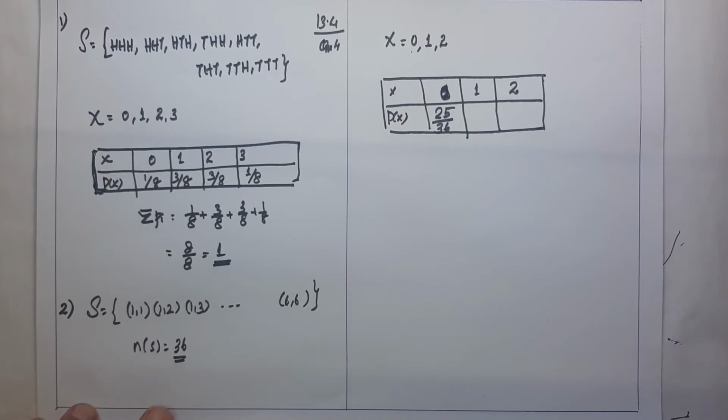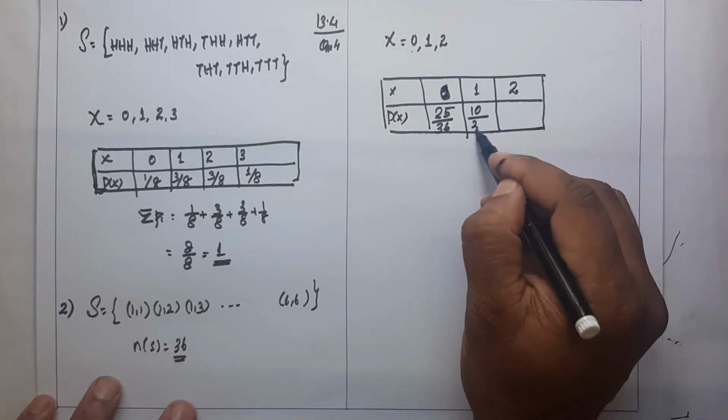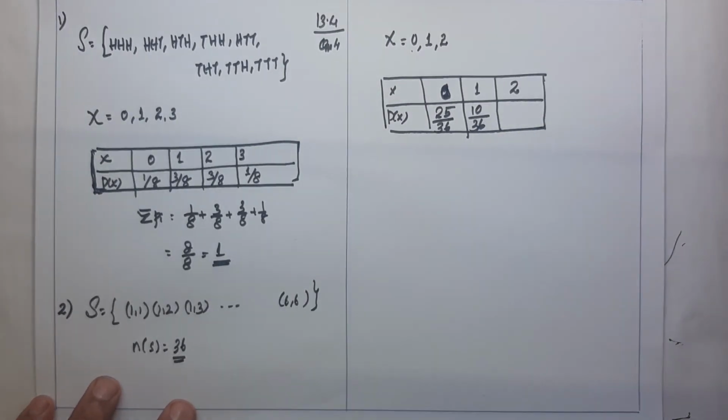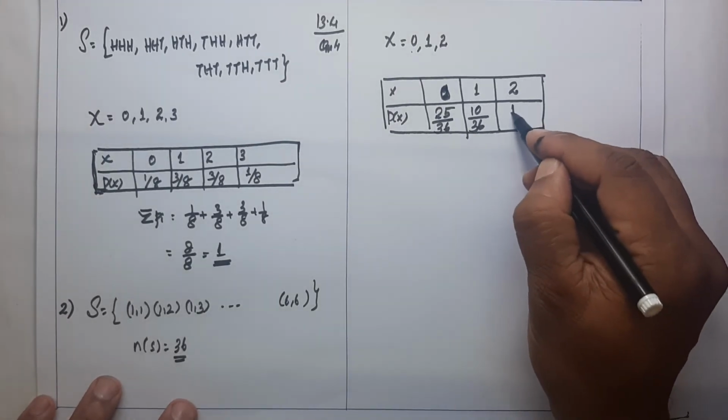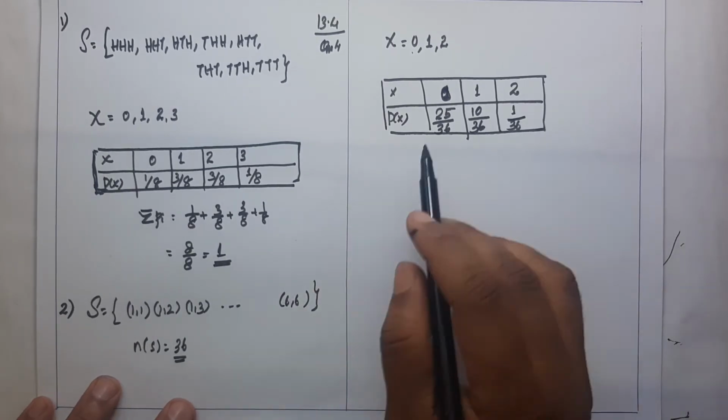Then one 6: the collection of pairs that contain only a single 6, that is 1 6, 2 6, 3 6, 4 6, 5 6, then 6 1, 6 2, 6 3, 6 4 and 6 5. The total number of pairs is 10 divided by 36. And last, two 6s: there is only one element, 1 divided by 36. Okay, the probability distribution table is set.